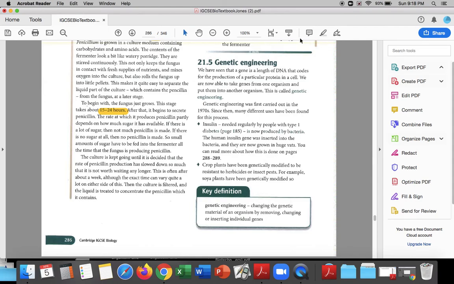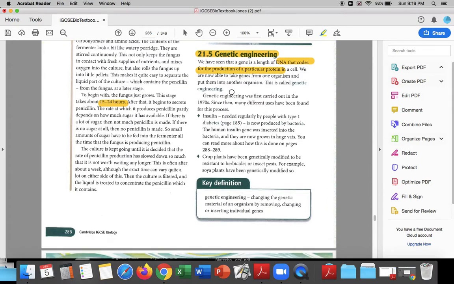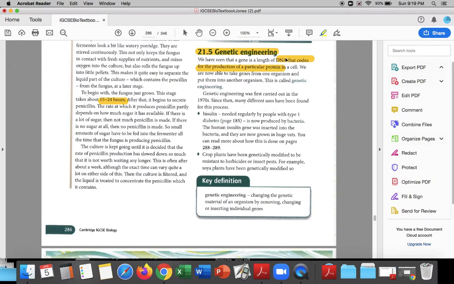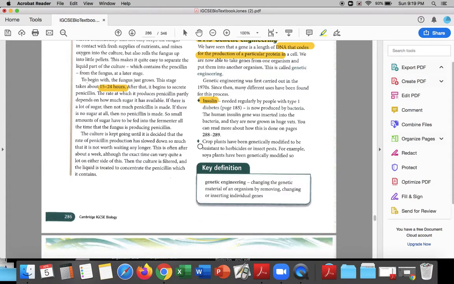All right, and our final section, which is going to be 21.5 genetic engineering as a whole. When we look at genetic engineering, what we are discussing here is really anytime we are taking the DNA that codes for the production of a particular protein in a cell and extracting that DNA from a human cell and combining it with the DNA from, let's say, a bacteria cell. Now, this comes into play when we are creating insulin, as well as crop plants that have been genetically modified to either be resistant to herbicides or insects.